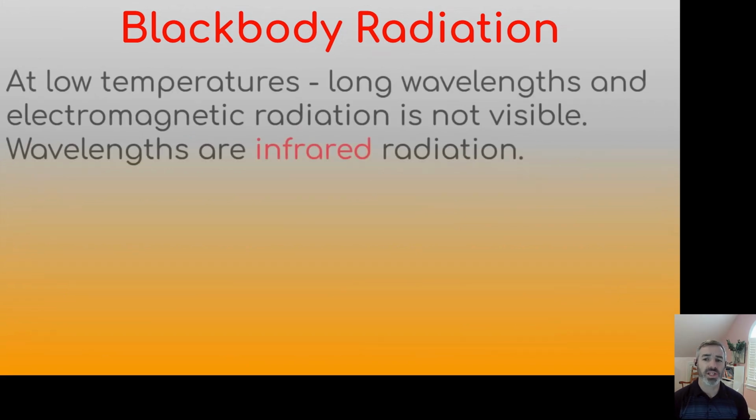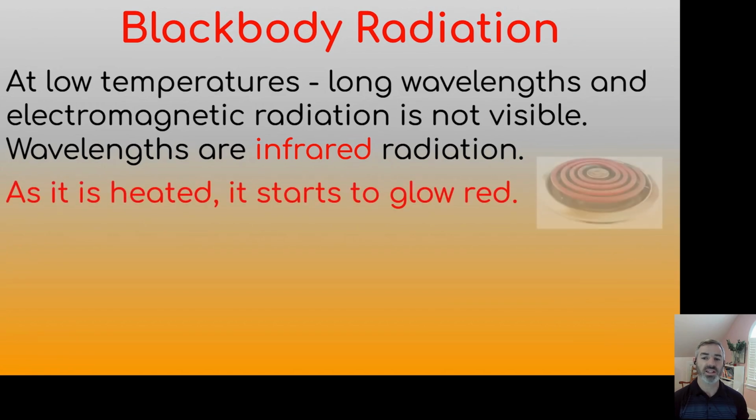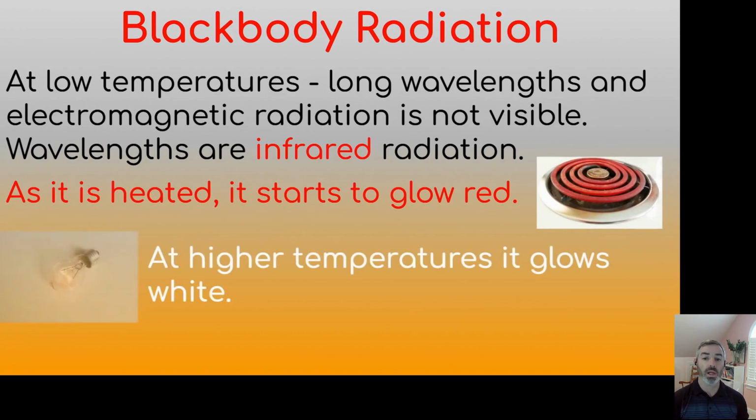Now, at low temperatures, the objects have long wavelengths of the electromagnetic spectrum, which is not visible, and the wavelengths are on the infrared side of the radiation, long wavelengths, which means low frequency. Now, as it's heated, it starts to glow red like a burner on your electric stove, and at higher temperatures, it glows white, such as the filament inside of a light bulb.